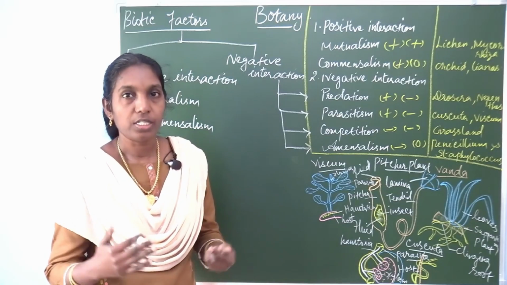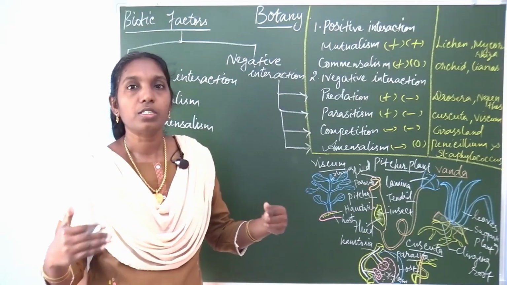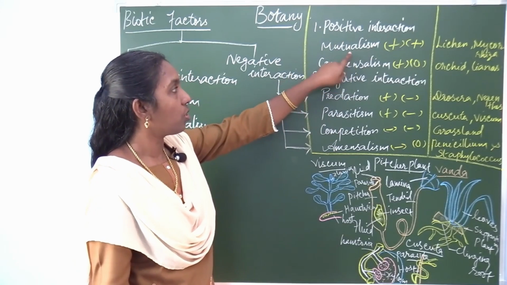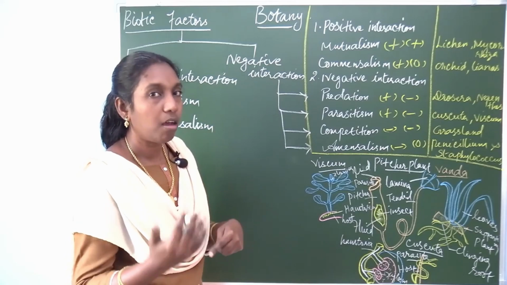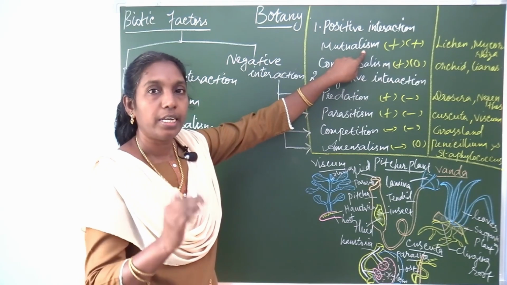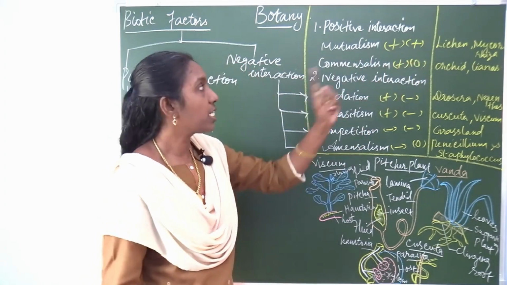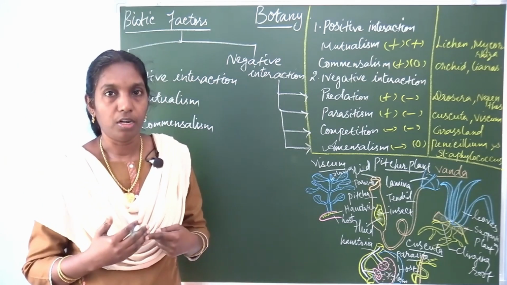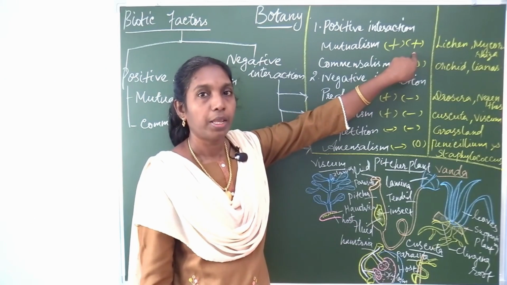Positive interactions are interactions between two different species. In mutualism, both the species are benefited. But commensalism, look at this table column. Mutualism and commensalism, the positive interactions, are classified into two different types based on their benefit and effect. You know the term mutualism, a mutual relationship between two different species. In mutualism, both the species are benefited, and this is called a positive interaction.